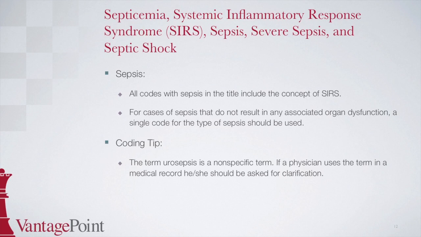Another change from ICD-9 to ICD-10 is that urosepsis no longer has a code associated with it in the alphabetic index. The provider must therefore be queried to determine a more specific diagnosis.